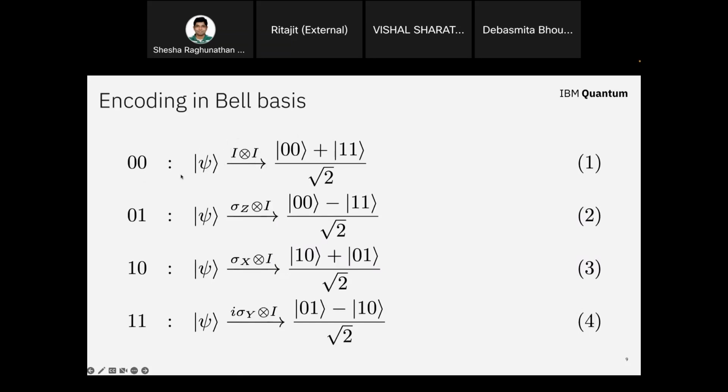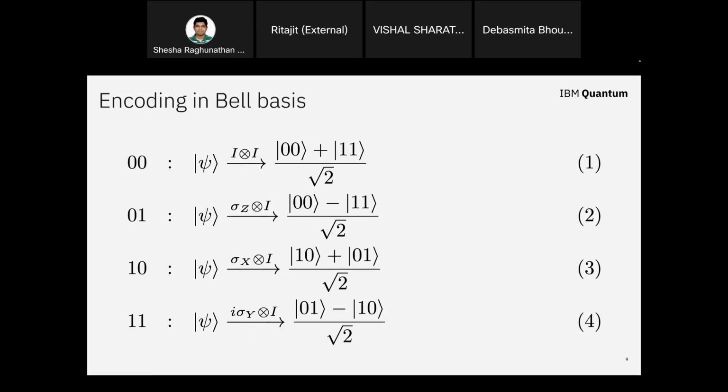But if it wants to encode 0, 1 as the information, it applies a sigma z operation on its qubit. When you apply that, you get a relative phase. So it becomes the 0, 0 minus 1, 1 state. If it wants to encode 1, 0, it applies a sigma x operation that basically flips 0 and 1. So you get a 1, 0 and 0, 1 state. And if it wants to encode 1, 1, it applies this particular gate, i sigma y, then you get 0, 1 minus 1, 0.